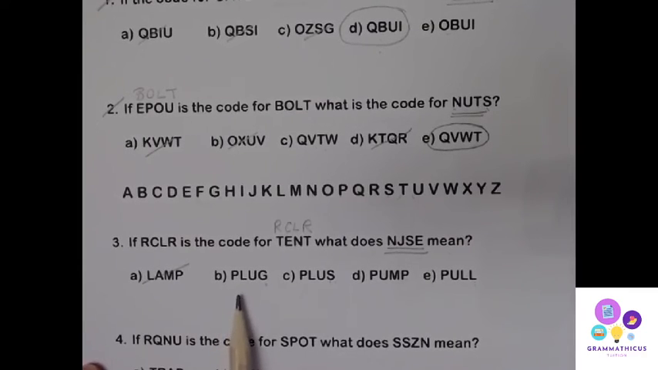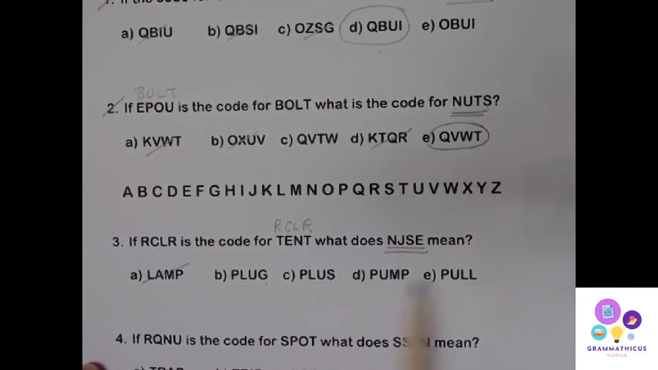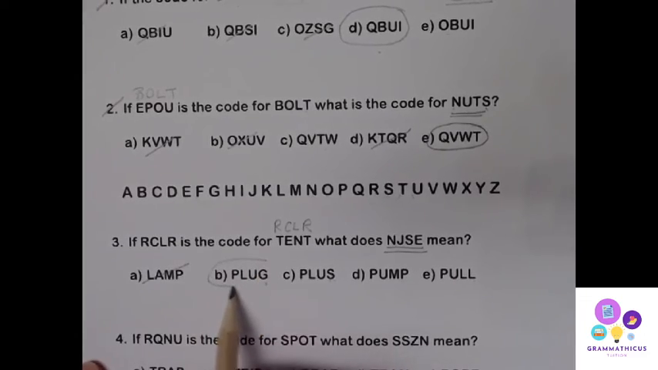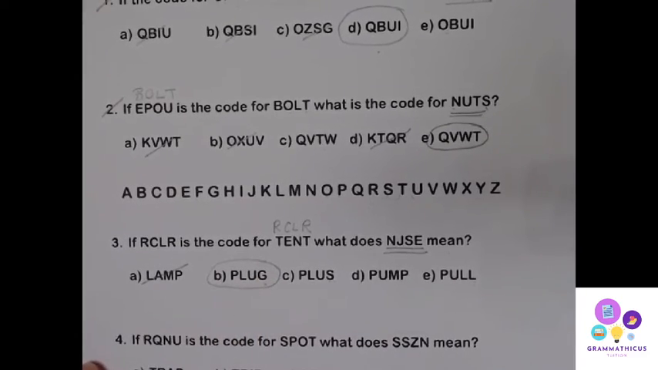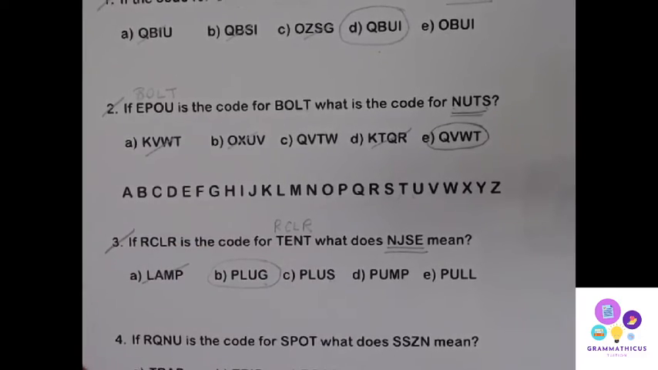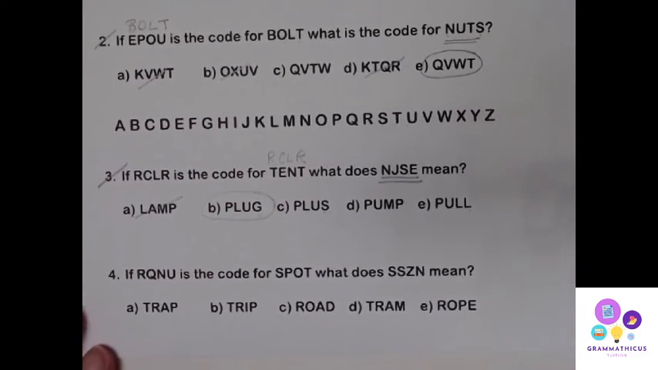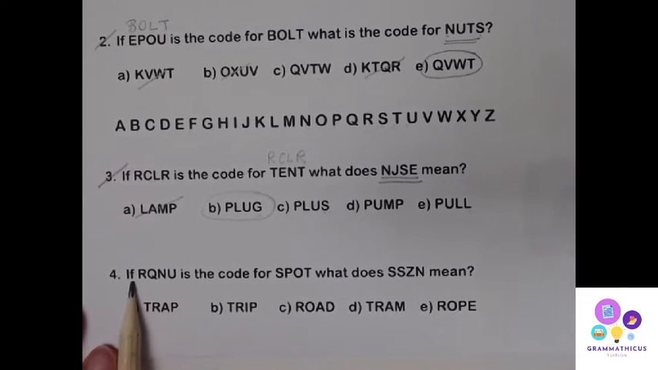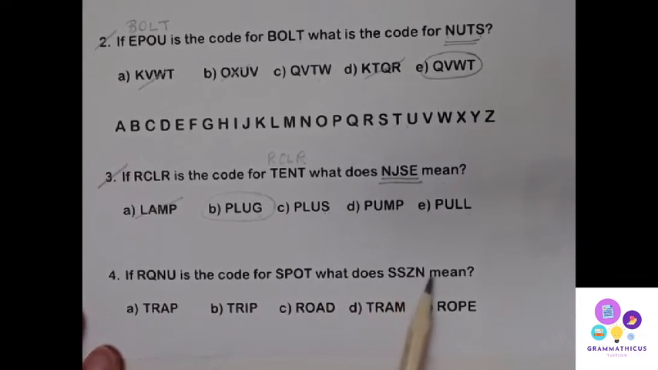Now remember, we're considering the fourth letter, and if we have a little look, we've got a G in plug, but we haven't got a G in any of the other words. So we can circle the word plug, mark it on our answer sheet, and then once it's marked on our answer sheet, cross out question 3. And finally, let's have a little look at this one. Well, again, if we read the question, if RQNU is the code for spot, what does SSZN mean?